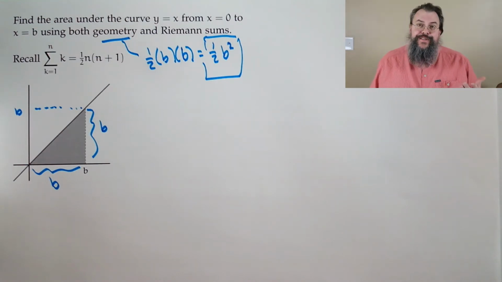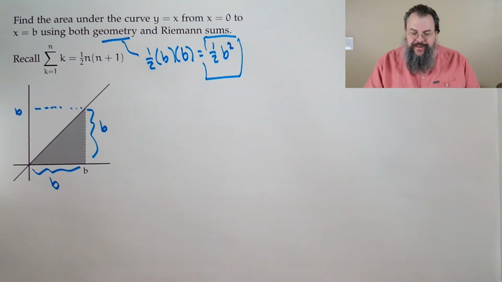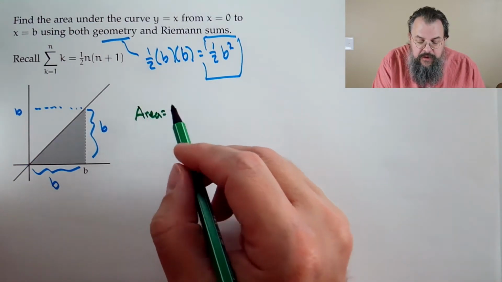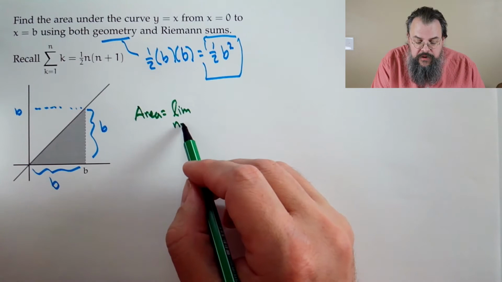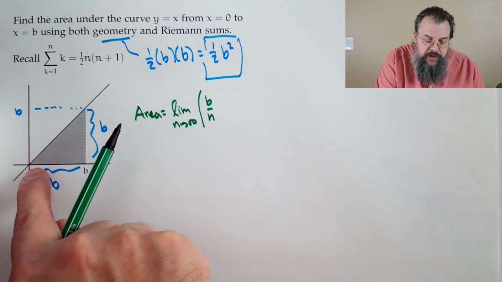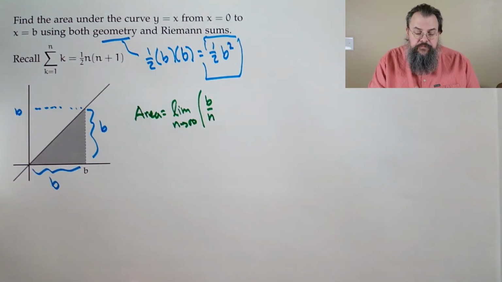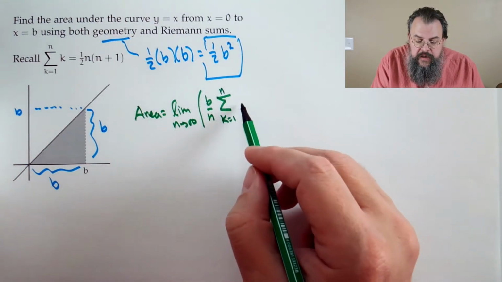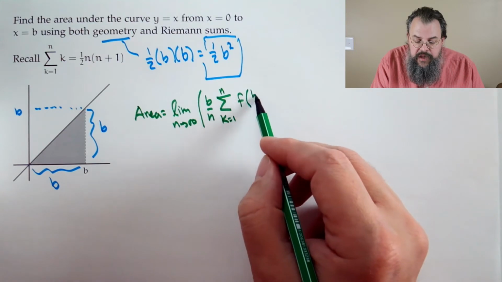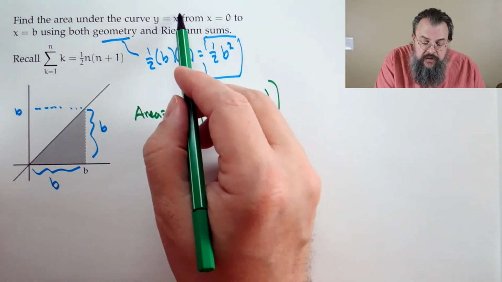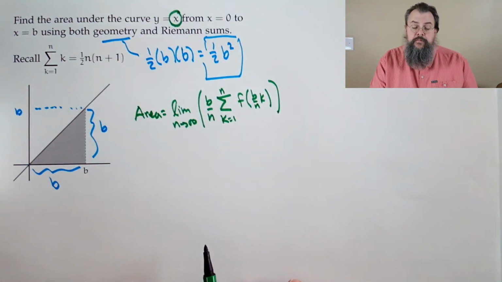Well, okay, let's do Riemann sums. Okay, so if we do Riemann sums, what do we have? Well, area is going to equal the limit as n goes to infinity of, now the width is b over n, because we have length b split into n equal parts. Then the sum, k equals 1 to n of f of b over n times k. So where our function f is this function, namely x.